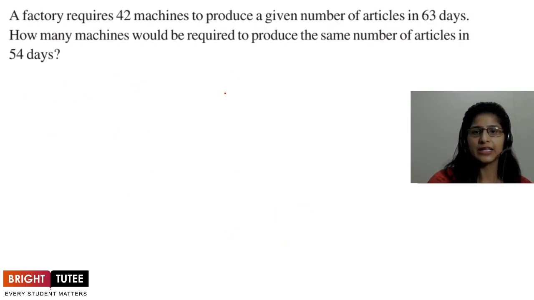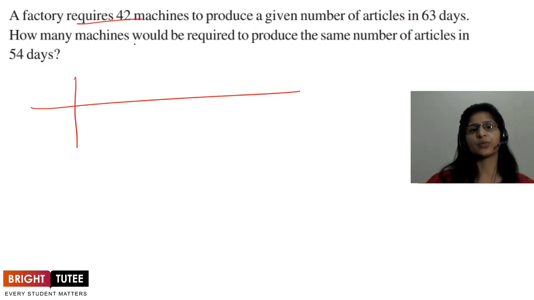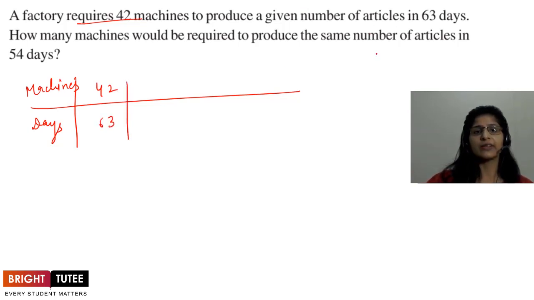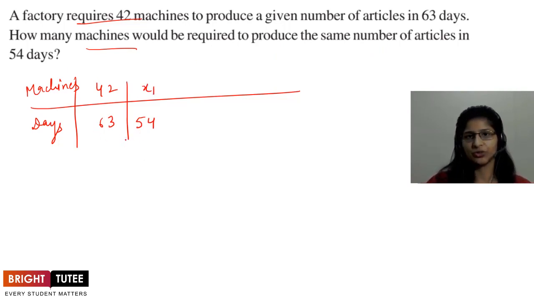Next question. It is saying there is a factory and it requires 42 machines. So we'll write machines and the next thing that we'll write is days. So 42 machines are required to produce a given article in 63 days. Now they are saying how many machines are required to produce the same number of articles in 54 days. So the time is 54, we have to calculate this. You know, when the number of days is less, more machines would be required to complete it. So inverse variation.